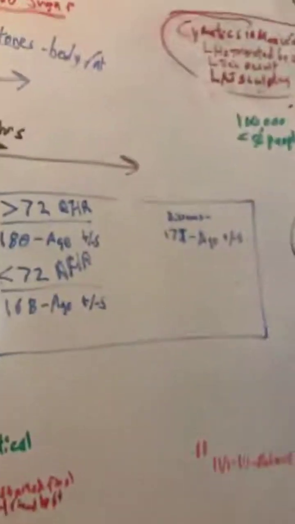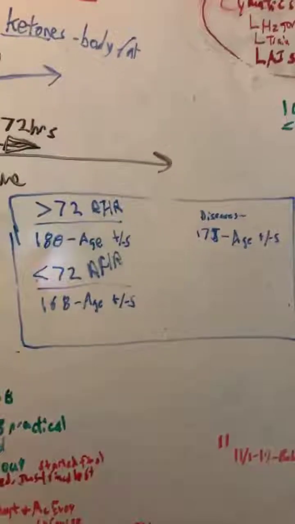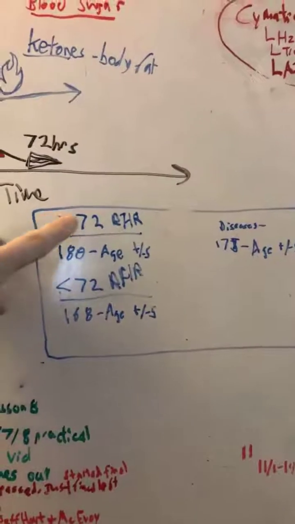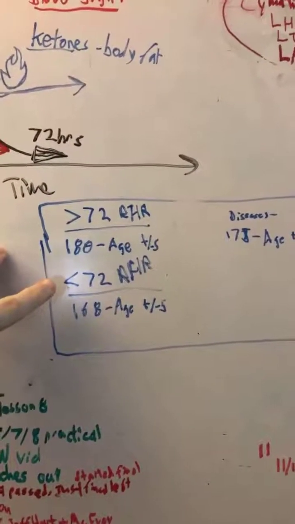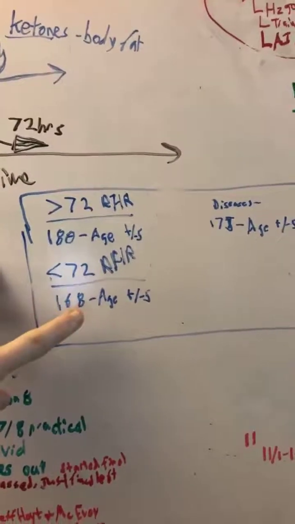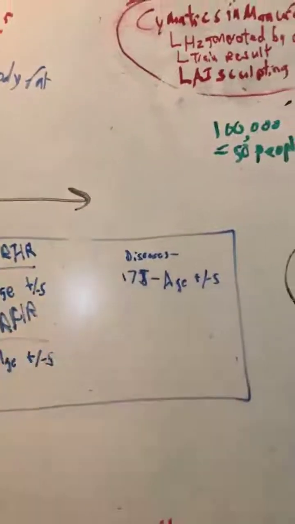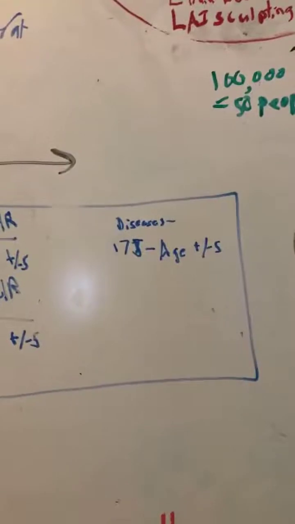And once again, here are those formulas. You guys can screenshot it if you can read it. Greater than 72 resting heart rate, 180 minus age plus or minus 5. Less than 72 resting heart rate, 168 minus age. And if you have a disease, 175 minus age plus or minus 5.